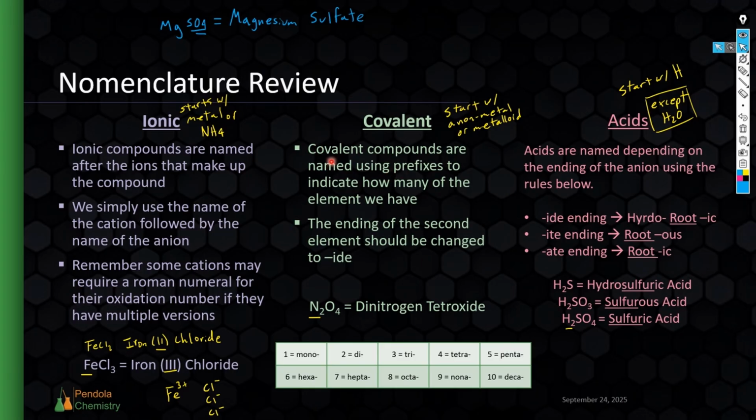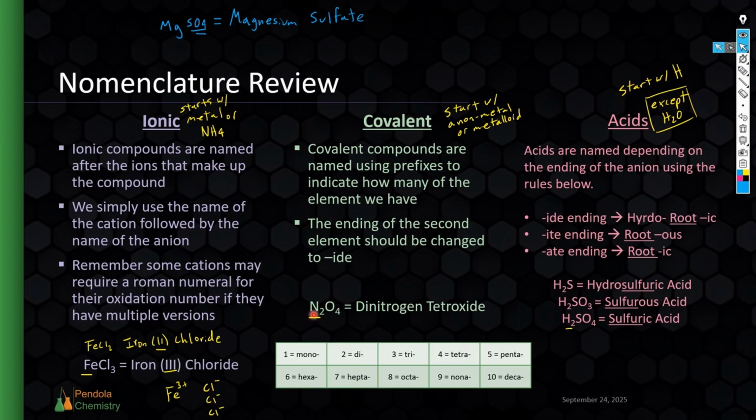Covalent compounds are just named using prefixes. We're going to use a prefix to show how many of the element there are. So 1 is mono, 2 is di, 3 tri, tetra for 4, penta for 5, hexa 6, hepta 7, octa 8, nona 9, deca 10. So we're going to use these prefixes to say how many of that element we have, and then the element's name. For the second element in the compound, we are going to change its ending to "-ide".